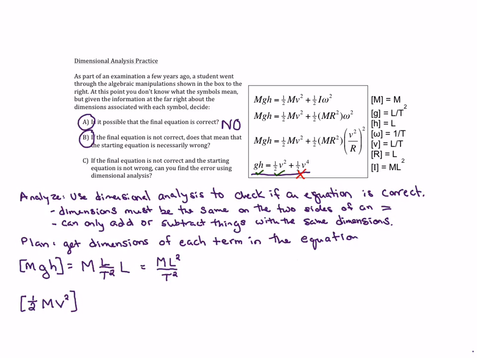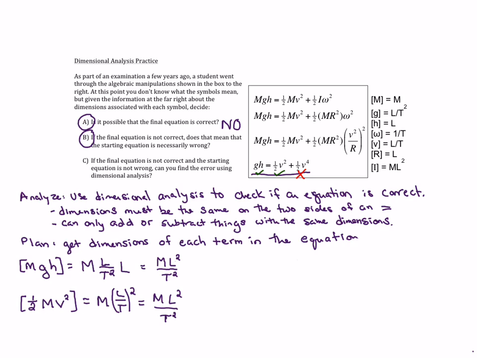A half mv squared. And remember, a half doesn't have any units, so it doesn't come over when we're thinking about the dimensional analysis. The m, we already know, has units of mass, and v has units of length over time, and v is squared, so its dimensions are also squared. So when we multiply this out, the dimensions of that term are mass, length squared, over time squared. So far so good. Everything is matching.